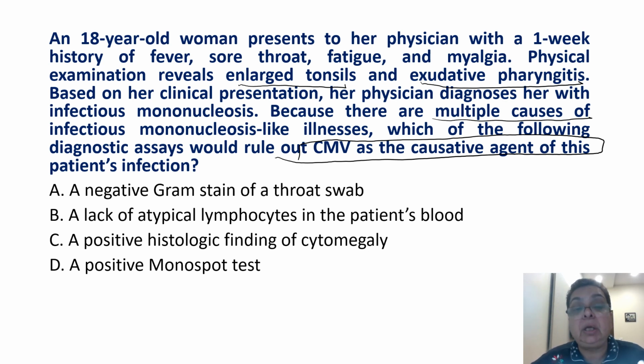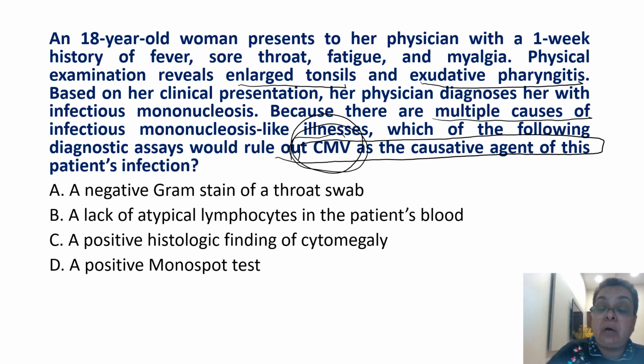Basically, remember that apart from EBV, which causes heterophile positive infectious mononucleosis, there are many other causes of infectious mononucleosis-like syndrome, which is also called heterophile negative infectious mononucleosis, because heterophile antibodies do not form in those cases. We'll see what the other causes are, but let's find out the answer here. Which of the following tests would rule out CMV as the cause of the infectious mononucleosis-like illness?